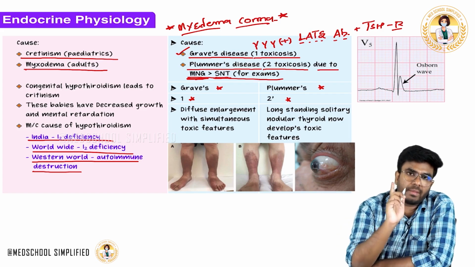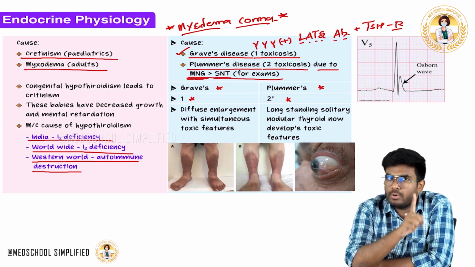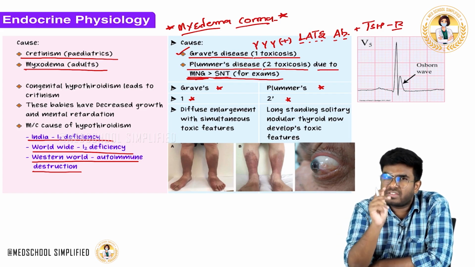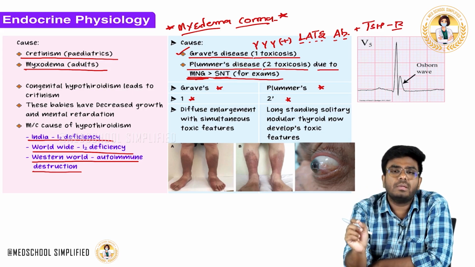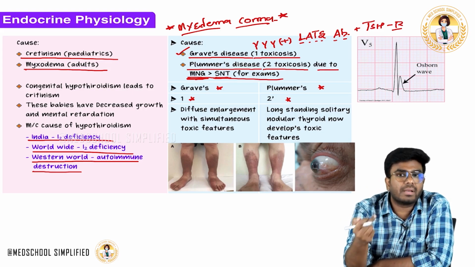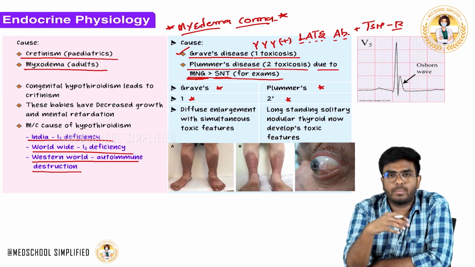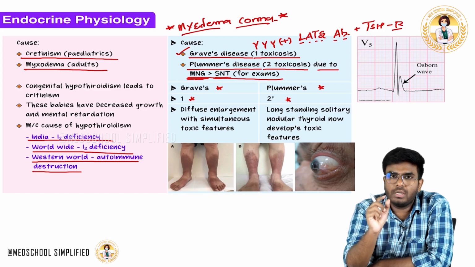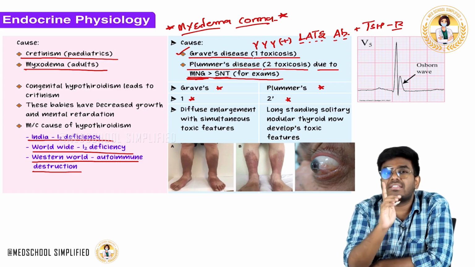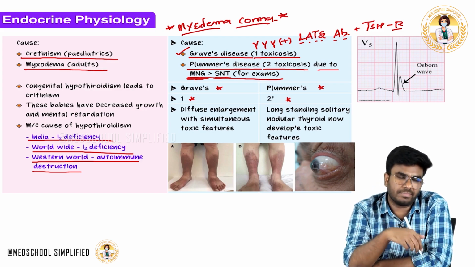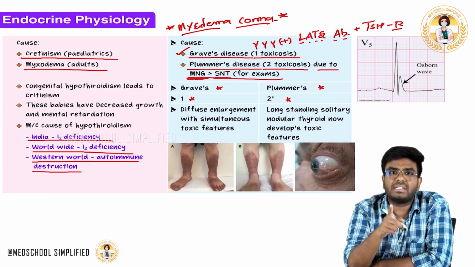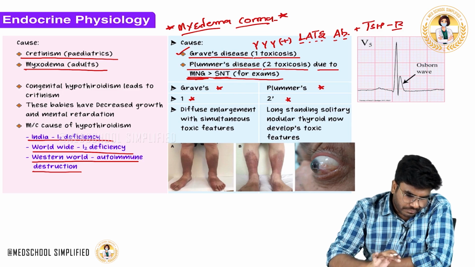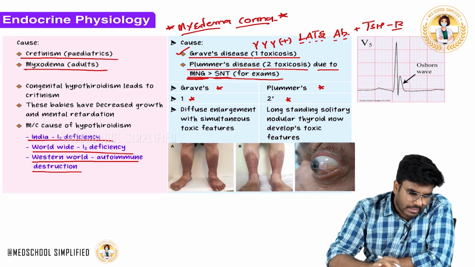Again I am saying, myxedema is seen in both hypo as well as hyperthyroidism. If they specifically use the word pretibial myxedema, it is seen in hyperthyroidism. It is because of the deposition of mucopolysaccharides in the tibia, in the shin region. If they use the word myxedema coma, it is a severe complication of hypothyroidism. The treatment is active T3, that is liothyronine. Okay, we are done with the differences between hypothyroidism and hyperthyroidism.